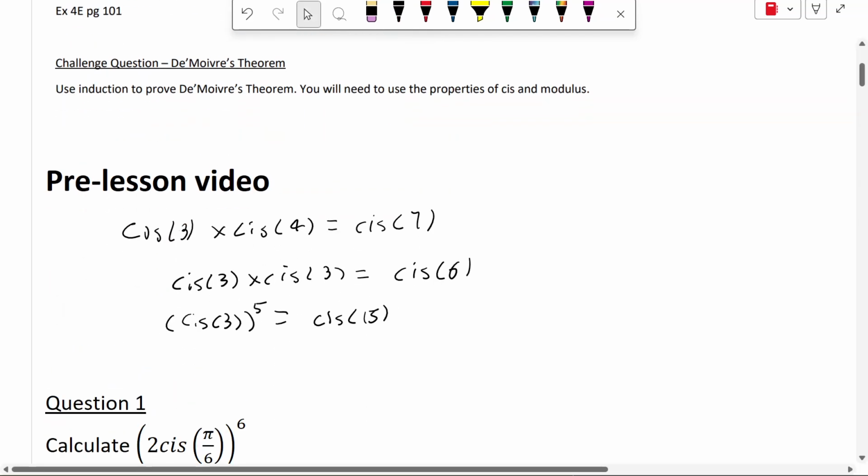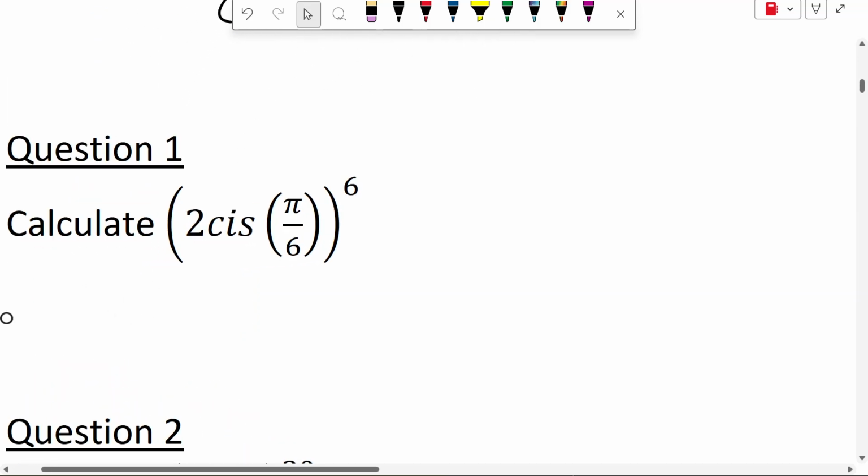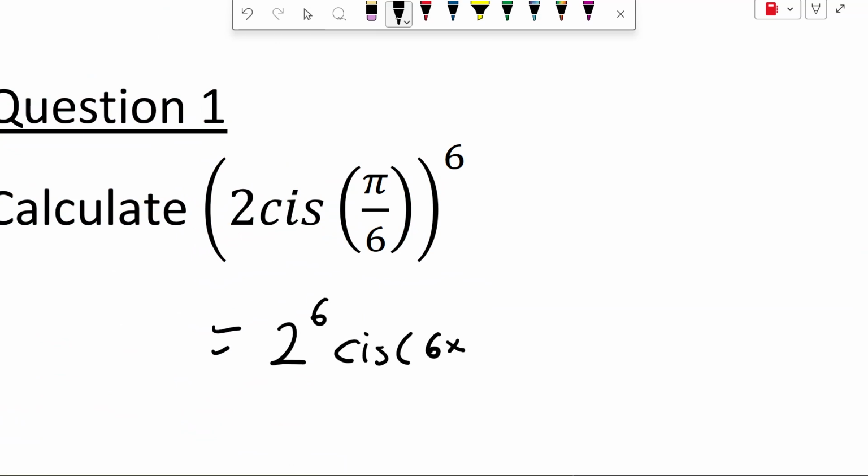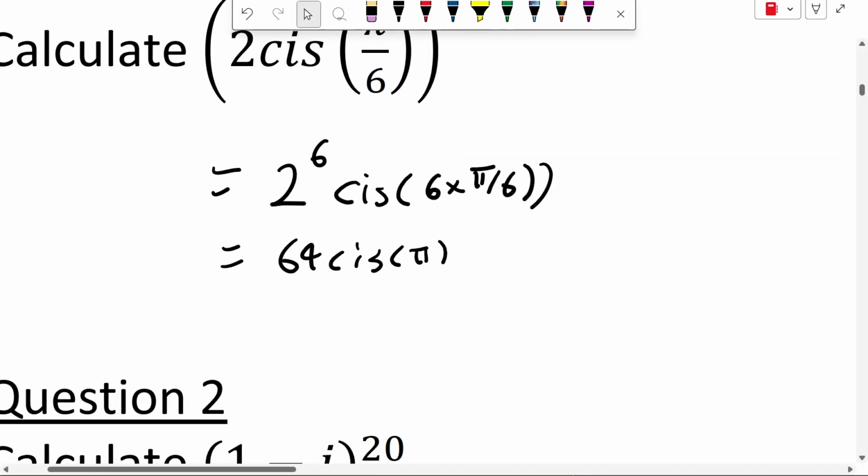All right, so let's calculate something like this, 2 cis of pi over 6 to the power of 6. So what De Moivre's theorem tells us is that you do the 2 to the 6 normally, and then you're going to go cis of 6 times pi over 6. So what you get is 2 to the 6, so that's 64, and then cis of pi. Cis of pi happens to be -1, so that gives you -64 as your final answer there.